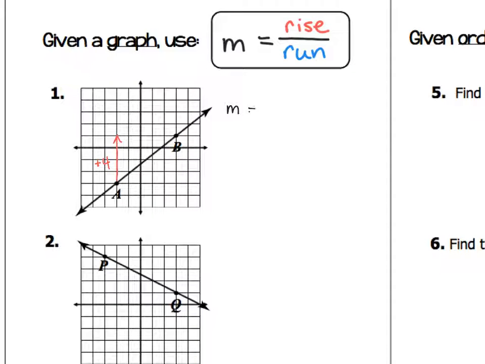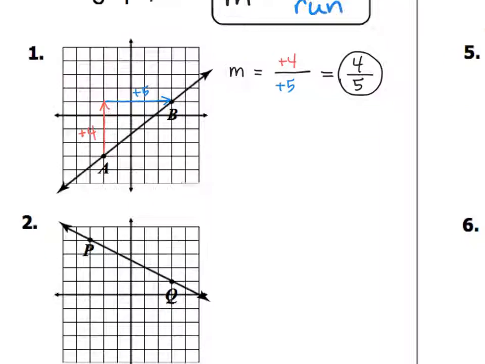So I would say m equals positive 4 for my numerator. And then my denominator is the run. I have to go right now to get to point B, and I go right 1, 2, 3, 4, 5 units. So that's a run of positive 5. So positive 4 over positive 5 becomes a slope of 4/5. We always give slope when we're talking about graphs as reduced fractions. They can be proper or improper, or whole numbers. We don't want to give decimals or mixed numbers for these.